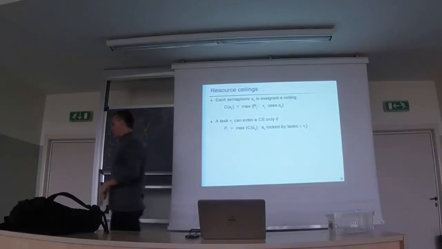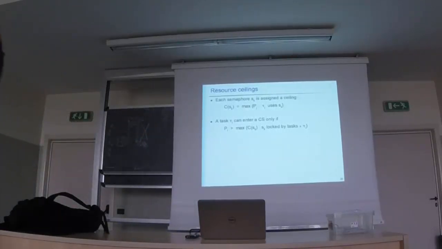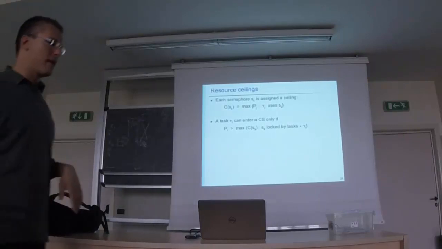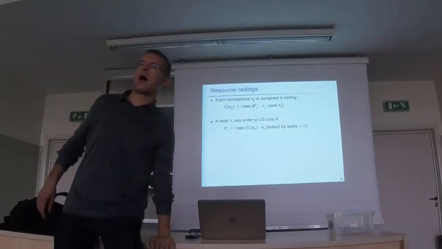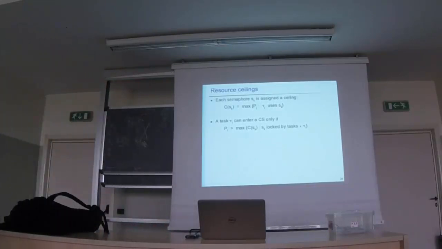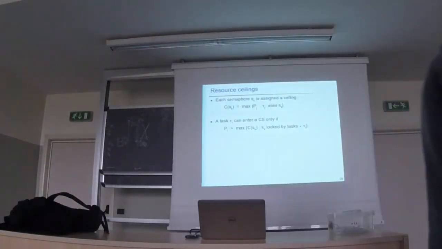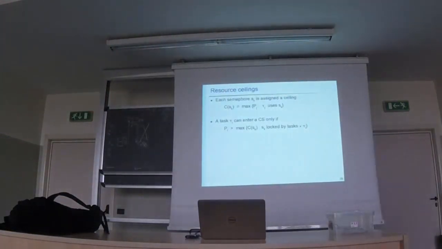Okay? So if I have tasks tau 1, 2, 3, 4, 5, 6, 7, tau 1 being the highest priority, and I'm interested in computing the ceiling of semaphore A, and I know that only tasks 2, 4, 6 are the ones that access semaphore A, then the ceiling of semaphore A is 2.